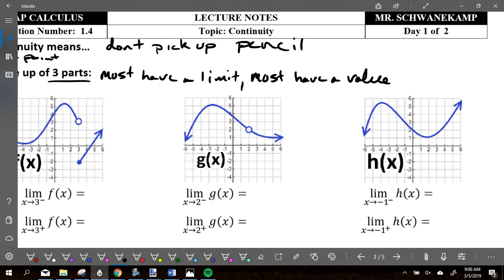You must have a limit. You must have a value. And the third part is the limit must be equal to the value. That is the true definition of continuity. You have to have a limit, you have to have a value, and the two things have to be equal to each other. And we could describe it that way all the time, but I have found that it's even easier to describe it in these three terms.